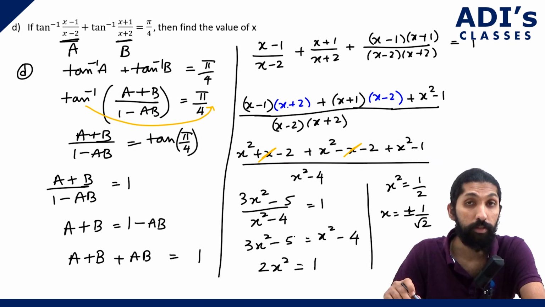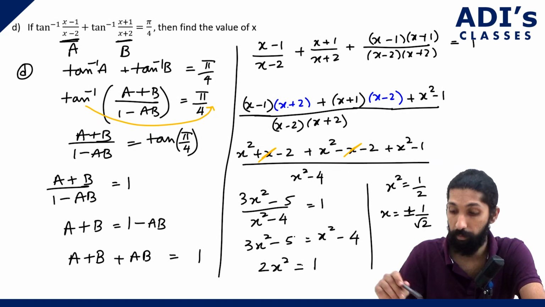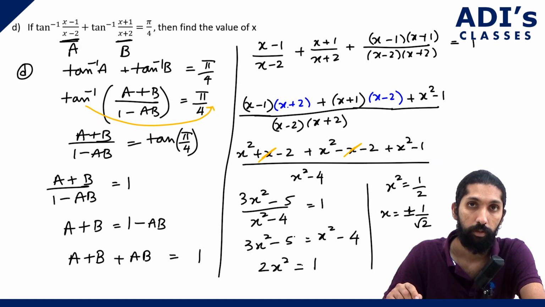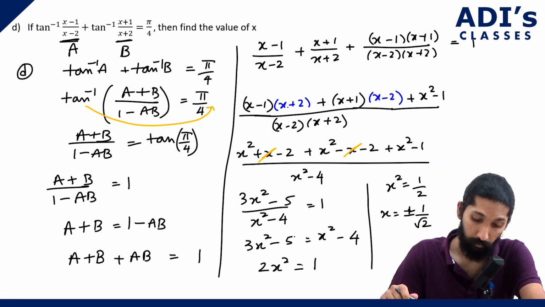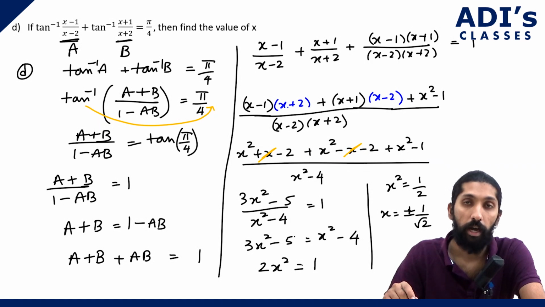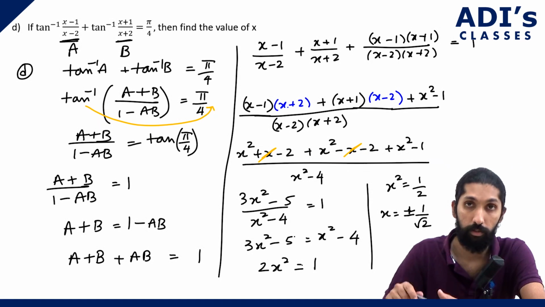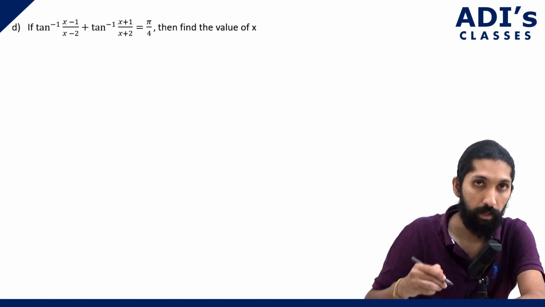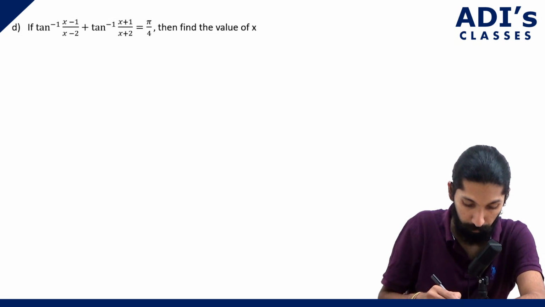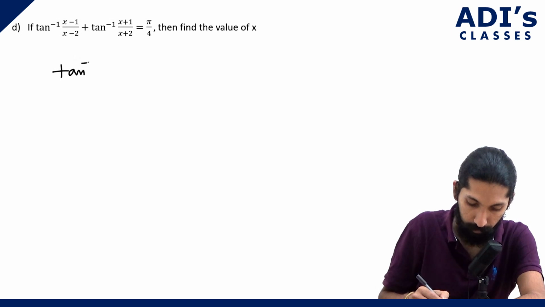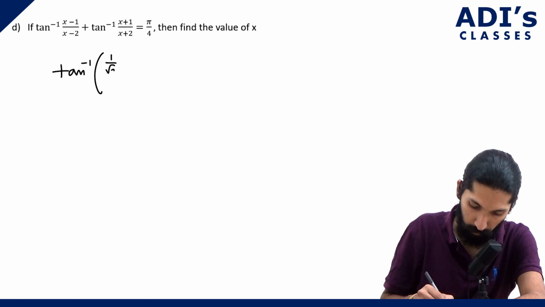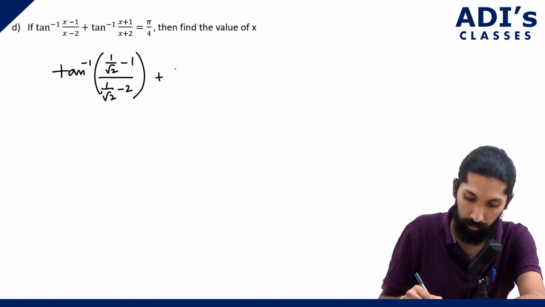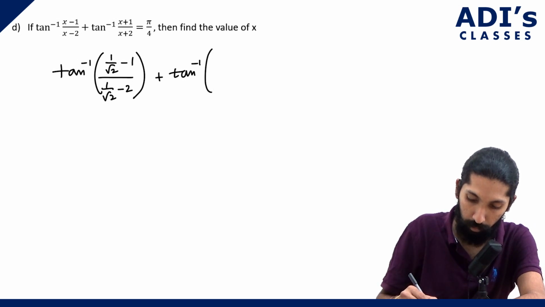Now, which value is going to satisfy? Is it plus 1 by root 2 or minus 1 by root 2? So, two values we have, right? So, take it up to the value here and try to figure out which is going to work. Alright, so let's do the math now. If I take x as 1 by root 2, so tan inverse of 1 by root 2 minus 1 by 1 by root 2 minus 2 plus tan inverse of 1 by root 2 plus 1 by 1 by root 2 plus 2.